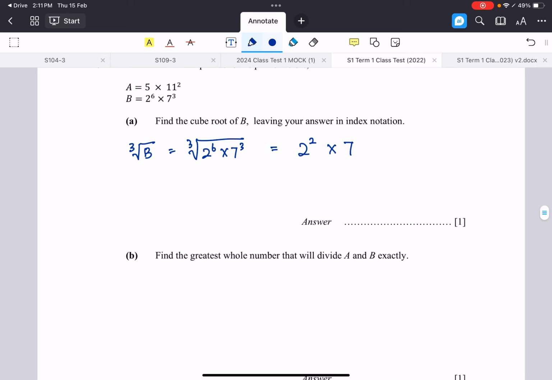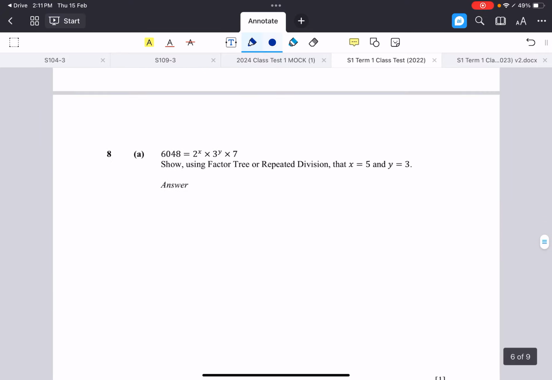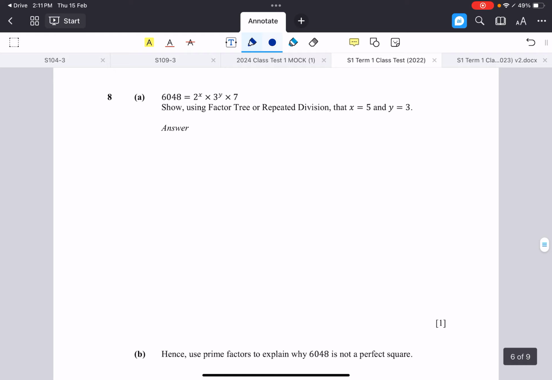Okay. Next, they want us to find the greatest whole number that will divide A and B exactly. So what we are trying to find here is actually the HCF. So the HCF, well, you check, right? There's a 2 to the power 6, and then there's no 2 in A, so it's 2 to the power 0, and then you have 5 to the power 0 again, 7 to the power 0 again, 11 to the power 0 again. They have nothing in common, right? So the HCF here is actually 1, right? So if they have nothing in common, the HCF is actually just 1.